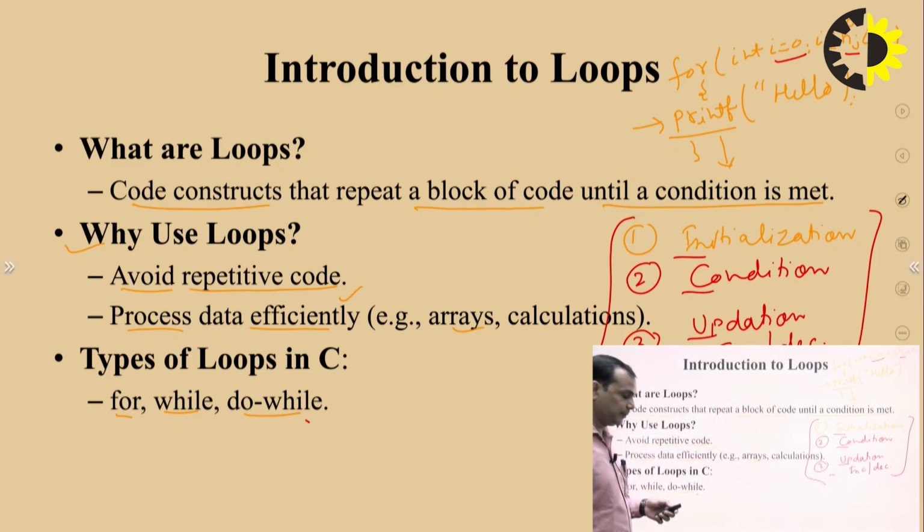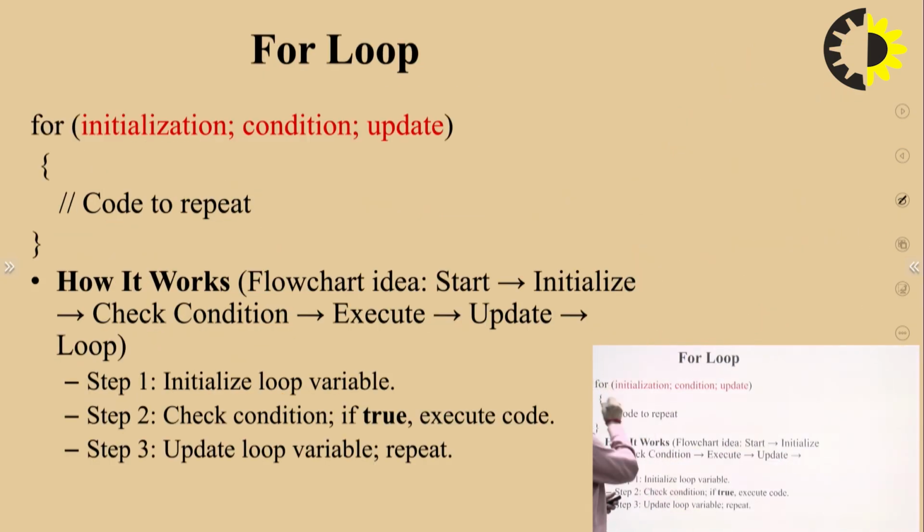Updation means increment or decrement. So in the for loop, we have to initialize all three conditions in a single line, and inside these brackets we are using the code.